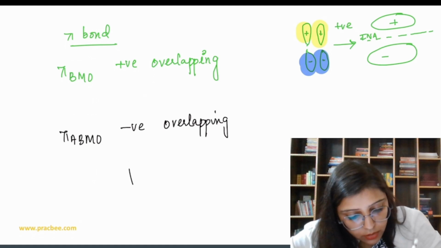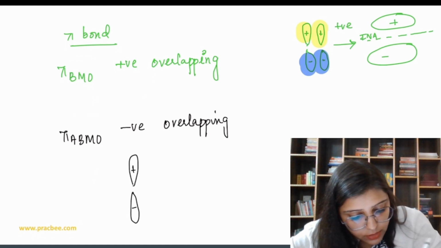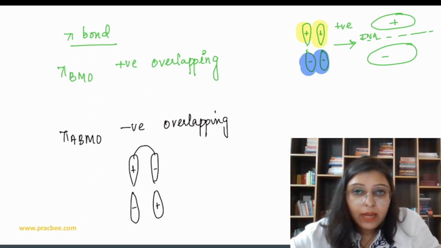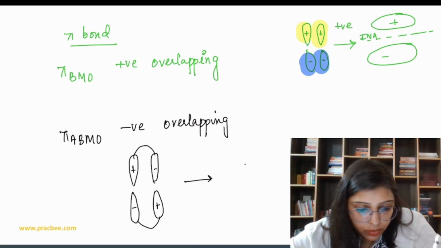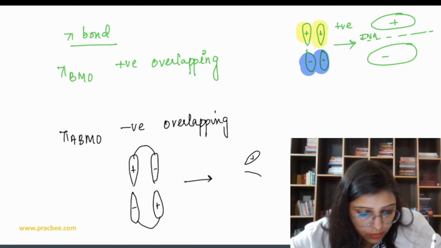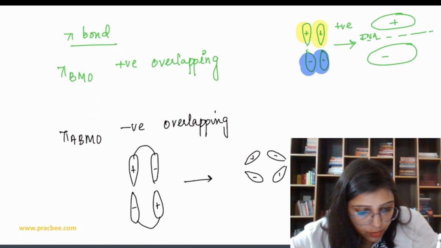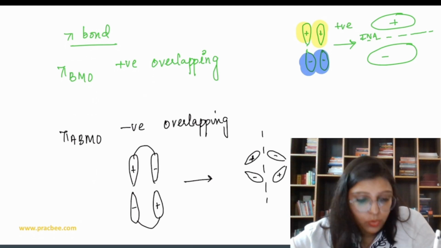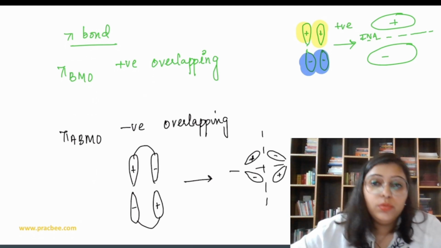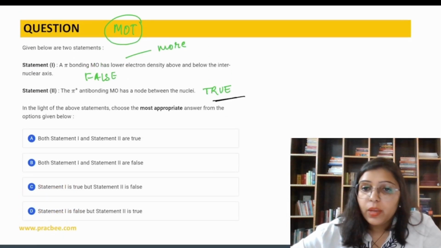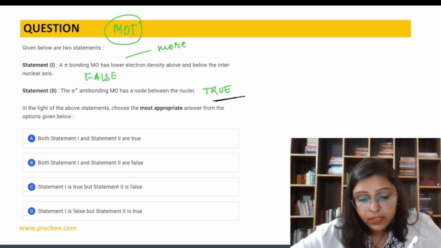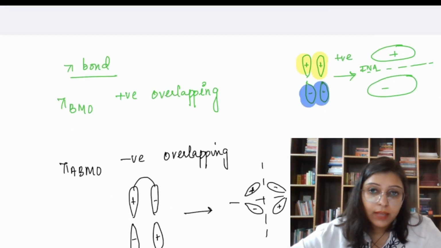So if I want to do negative overlapping, positive, negative, this is positive and this is negative, positive. So positive should overlap with negative and negative should overlap with positive. So what happens? We are going to have positive, negative, negative, positive. Right? So we have a node. See, we have two nodes over here. So yes, this is the correct statement. This is true. So we can say statement 1 is false, but statement 2 is true. So option D is the correct answer.